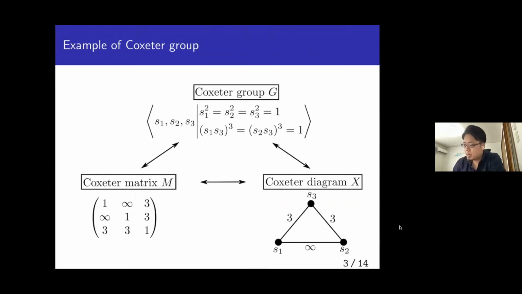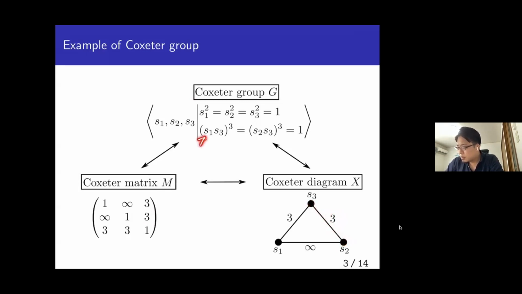So this is an example. Consider this Coxeter group generated by 3 elements, S1, S2 and S3. The product of S1 and S3 has order 3. So in the Coxeter matrix, this entry is 3, and in the diagram, S1 and S3 are joined by an edge labeled by 3. And the product of S2 and S3 has order 3. This means that the entry here is 3, and in the diagram, S2 and S3 are joined by an edge labeled by 3.